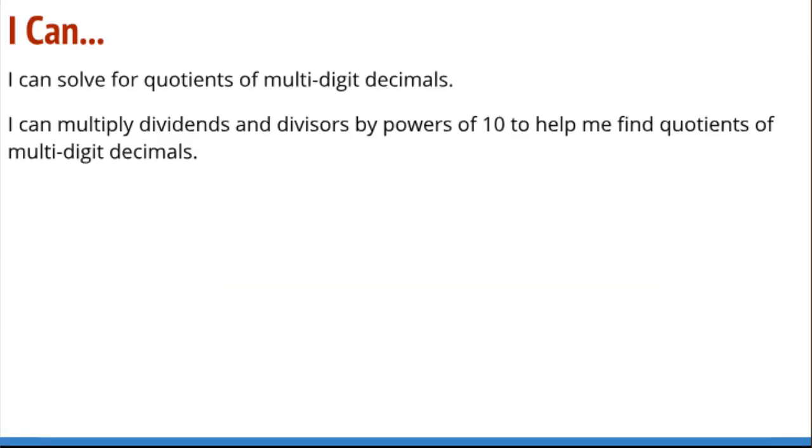So first, I can solve for quotients of multi-digit decimals, so I can divide with decimals. And the strategy we're going to use here: I can multiply dividends and divisors by powers of 10 to help me find quotients of multi-digit decimals. So we're going to use what we did with fractions to help us use powers of 10 to work with these decimals.